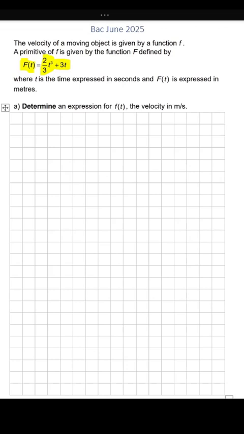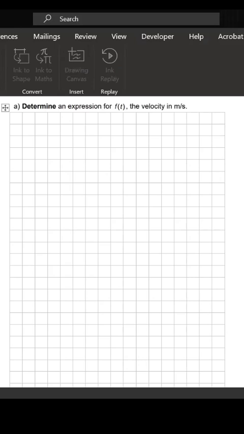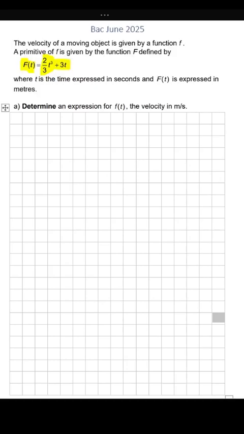Now, look, even if I didn't understand the question, one of the first things that I'm going to look at is they've asked me for f of t, and I'm told that I was given this primitive. So even if I don't know what's going on in the question, I know that I'm just going to have to differentiate. I'm given a primitive. If I want to go from primitive to function, I'm differentiating since the primitive is the integral of the function, if you know what I mean.